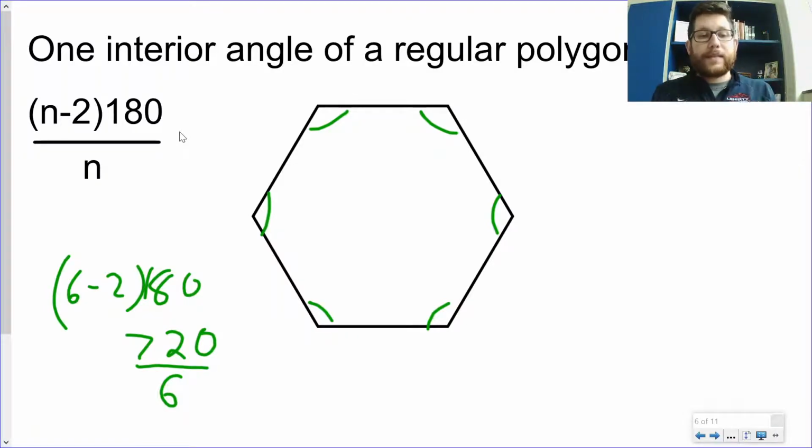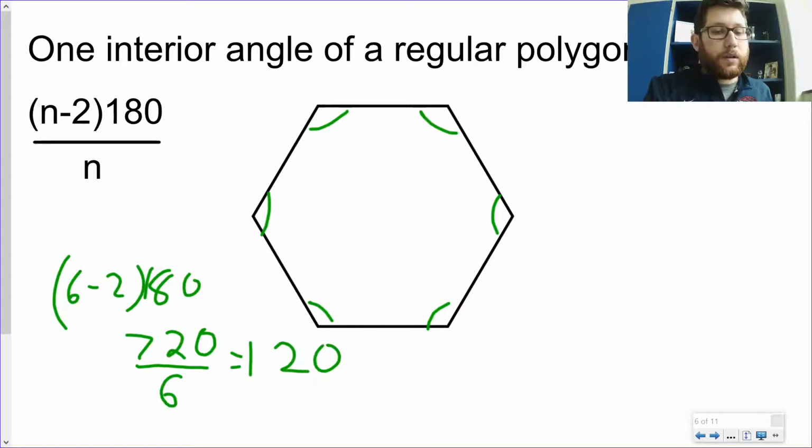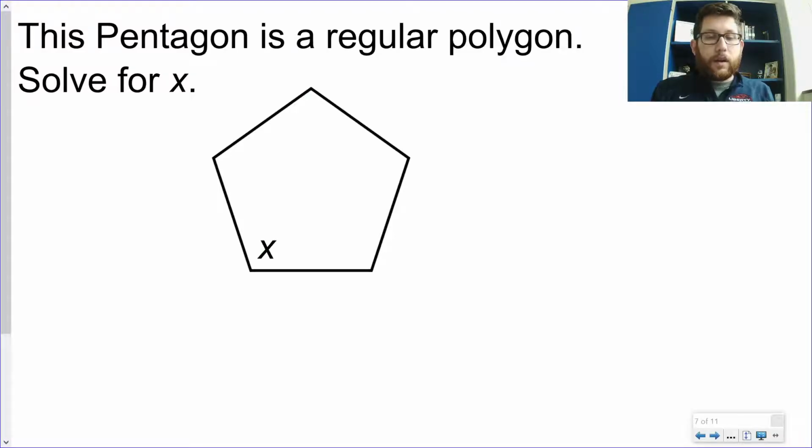So if I plug 6 into this equation, I end up with something like 12, let's just divide that by 6, and we get 120 as a final answer. All right? So hopefully that's making a little bit of sense here.